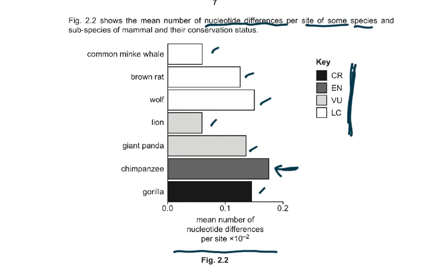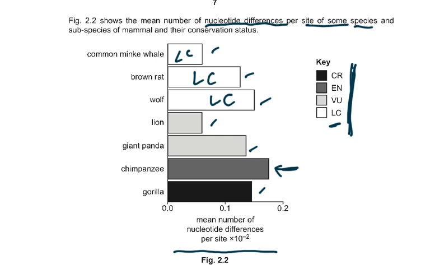But then look at their gradation key. This is the least concern. So these are the least concern: LC, LC, LC. But the wolf has a lot of genetic variation, and it is least concern. Okay, fine. But the common minke whale has very little genetic variation, but it is least concern.